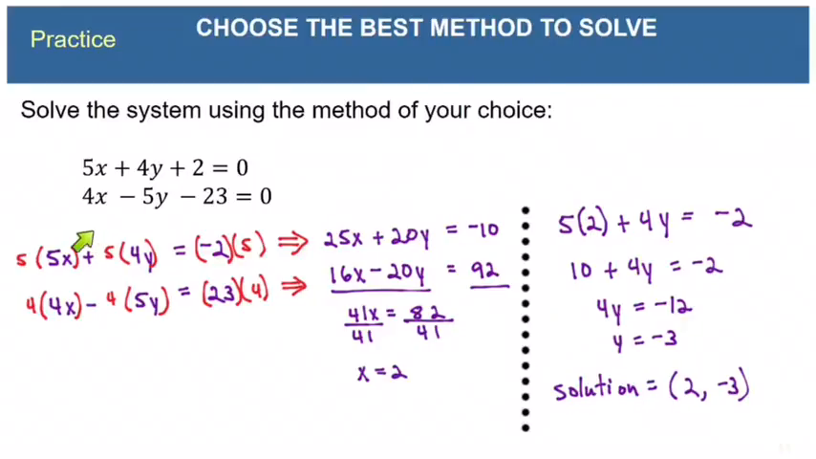And if you wanted to just check that by running it through the second equation real fast, it wouldn't be hard to do. 4 times 2 is 8. Negative 5 times negative 3 is positive 15. So 8 plus 15 is 23, and 23 minus 23 is 0. So it looks like the 2, negative 3 does check for us.